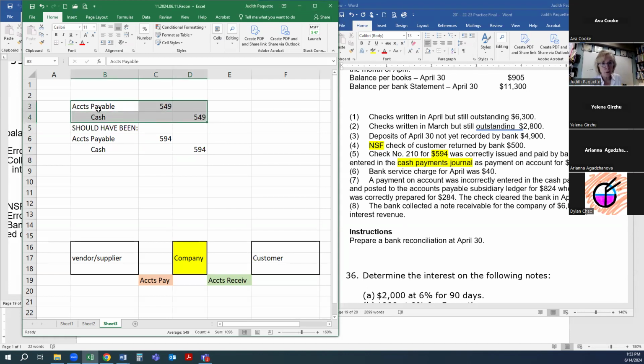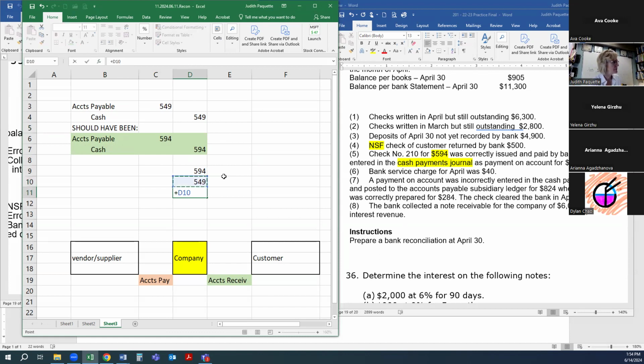The accounts are correctly charged, yay. But the dollar amount on the books is incorrect. We credited cash for 549. We should have credited cash for 594. Okay. That's a difference of $45. Okay, does that make sense? So how do we fix it?